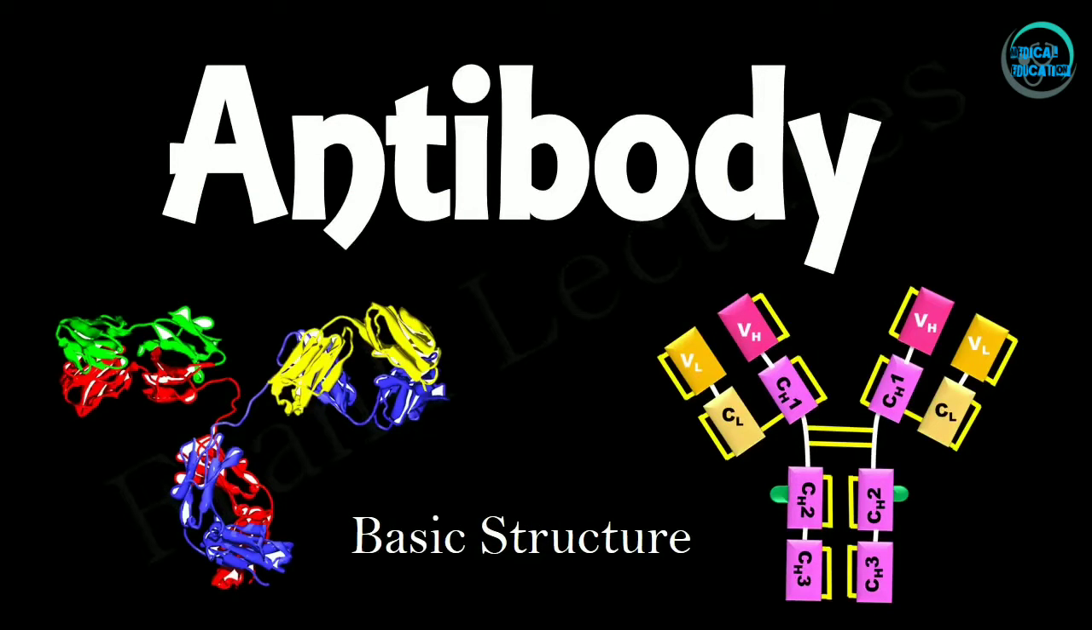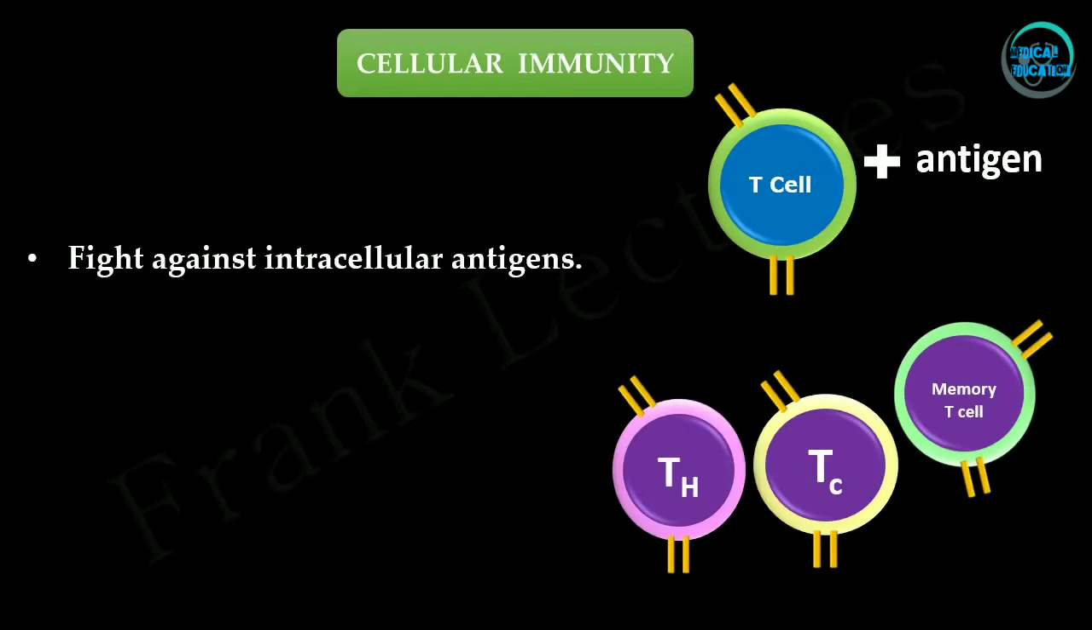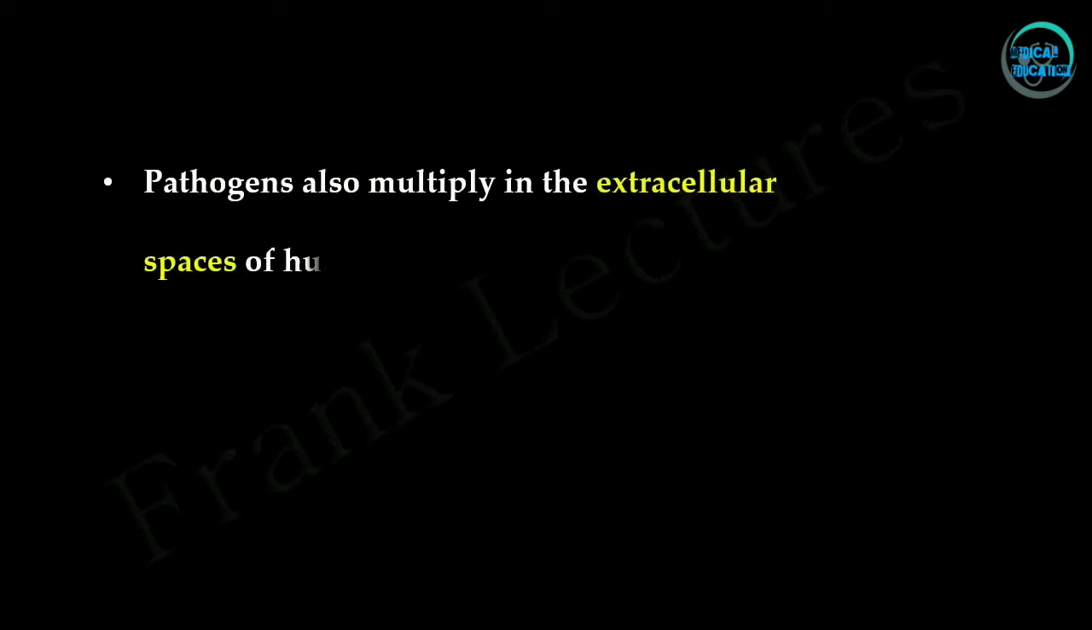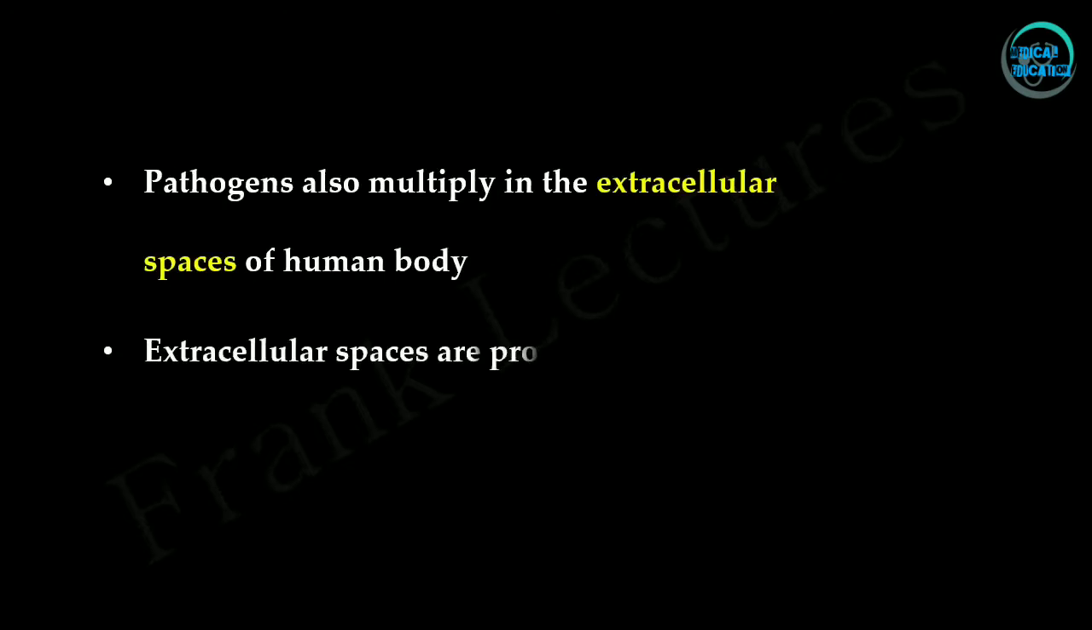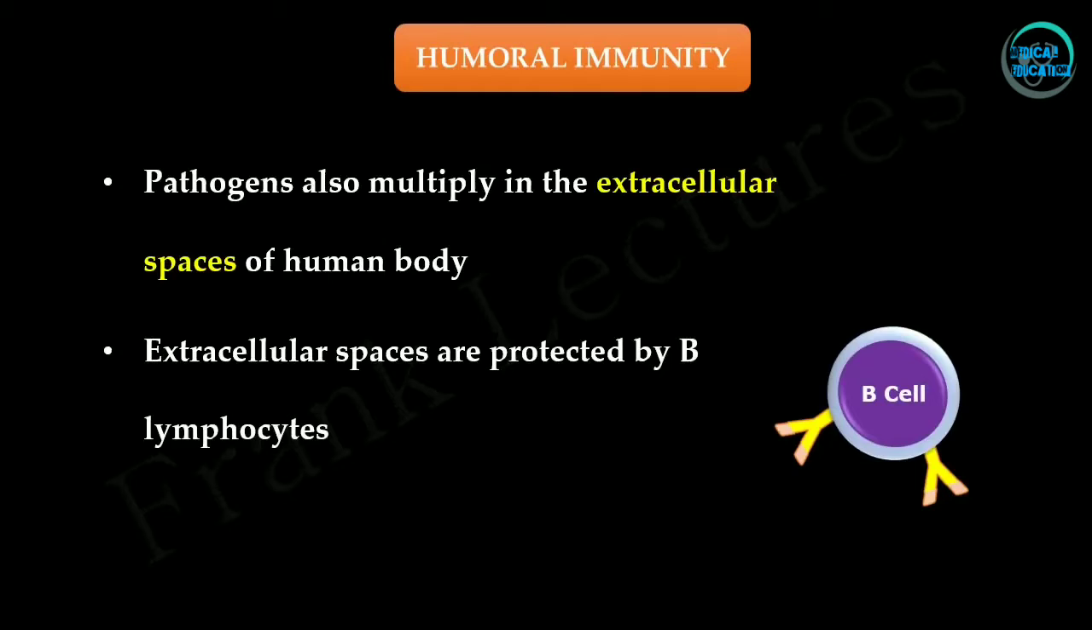In the last few lectures, we covered cell-mediated immunity, which involves T lymphocytes. Cell-mediated immunity fights against intracellular antigens. They kill infected cells, tumor cells, etc. But there are many pathogens, which multiply in the extracellular spaces of the human body. These extracellular spaces are protected by B lymphocytes, which are responsible for humoral immunity. In this video lecture, we will understand the role of B lymphocytes and the basic structure of antibody.